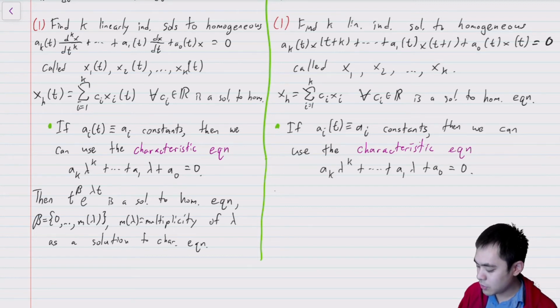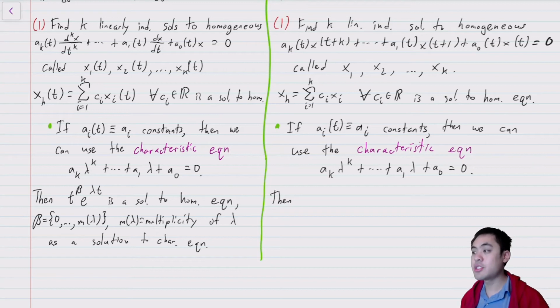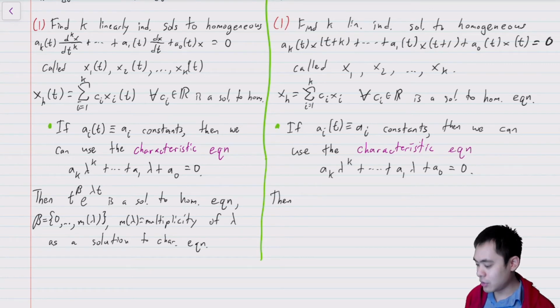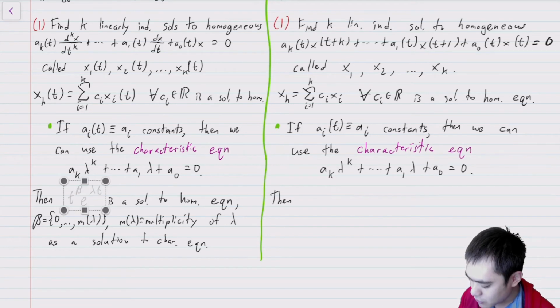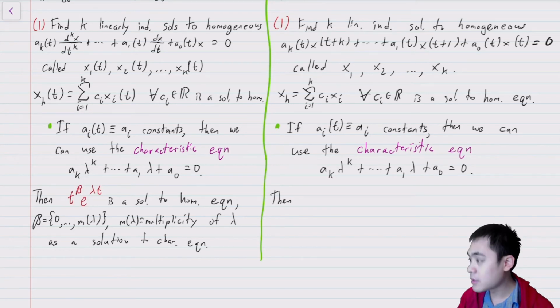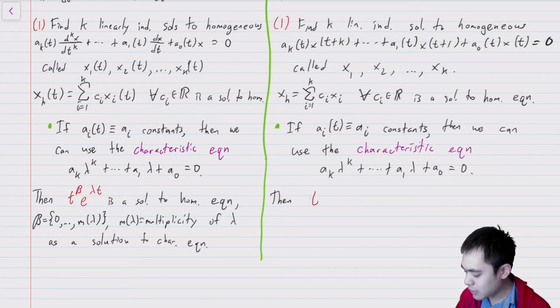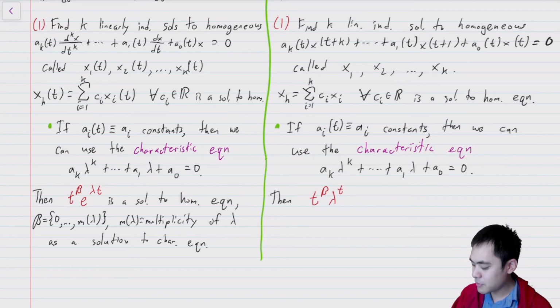Likewise, we do the same thing over here, except the solution is actually going to be a little different. And so this is where the linear ODEs and linear difference equations differ a little bit. Let me put this in red to make that obvious. And here we have that t to the beta, so that part's the same. And instead of e to the lambda t, we just have lambda to the t is a solution to the homogeneous equation.